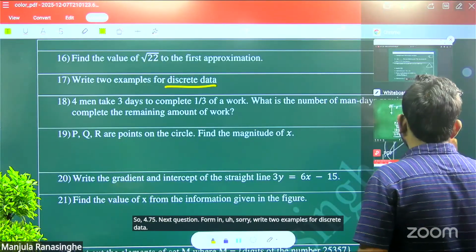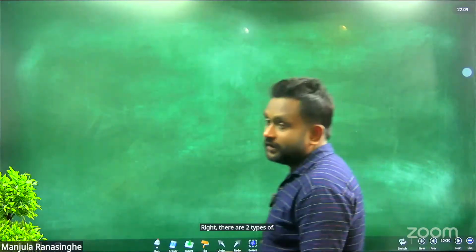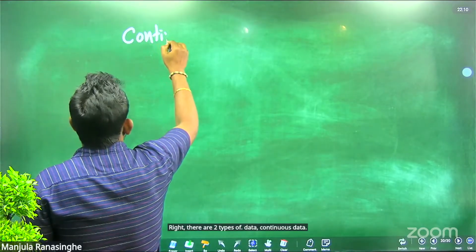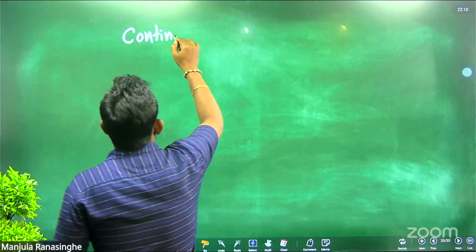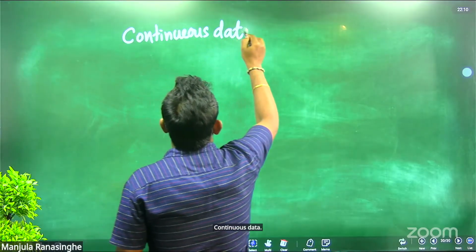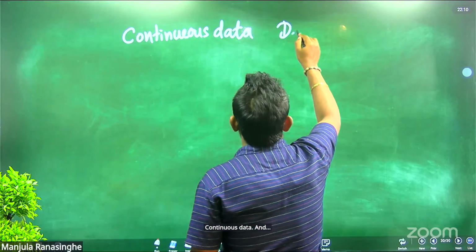Right, there are two types of data: continuous data and discrete data.